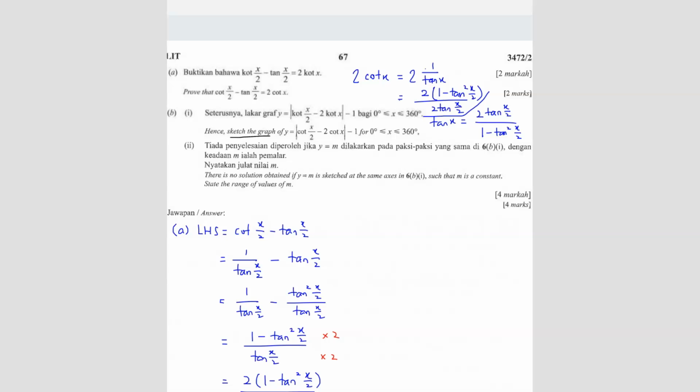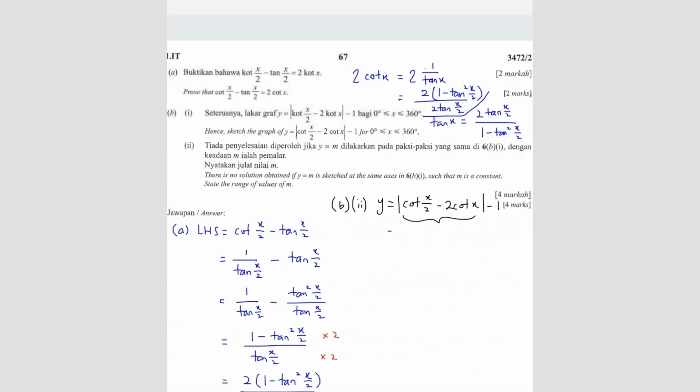Hence, sketch. They ask you to sketch this graph here. So we have question B2. Y equals to modulus x, what am I talking? Cotangent x over 2 minus 2 cotangent x. So what we can see is actually a rearrange of this, right? We actually rearrange. Oh sorry, here got minus 1.